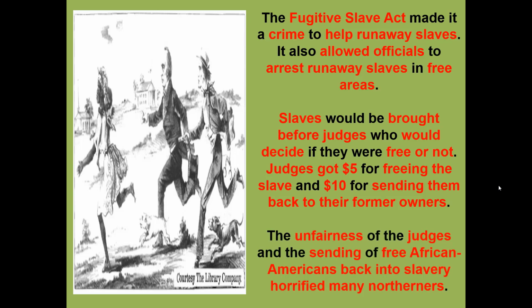So the unfairness of the judges and the sending of free African Americans back into slavery horrified many Northerners. There were many African Americans that were free in the North, that were born free, never were a slave. And if they're accused of being a slave, they don't have the right to testify in court, and they could be sent into the South as a slave, even though they never were a slave themselves.